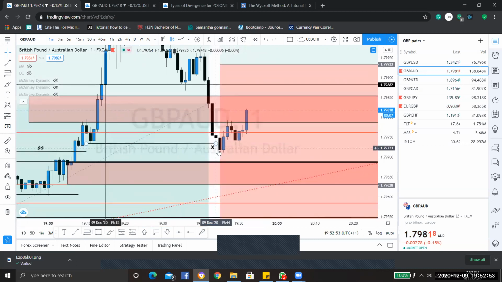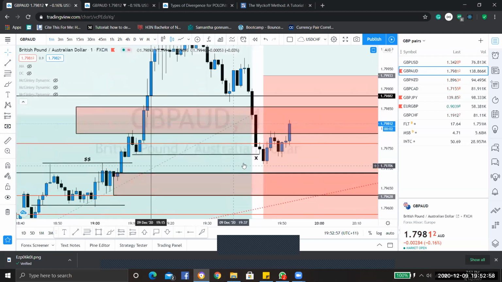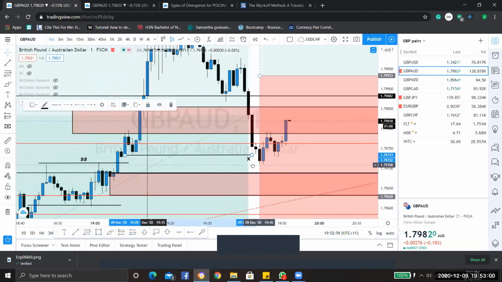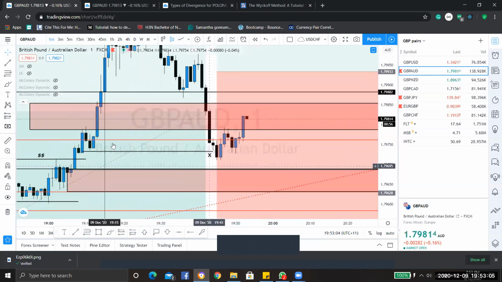I didn't understand. Sorry, Vivek, can you please repeat? Let me elaborate what these lows are trying to show here. I did tell you that you can jump in the trade at the 50% retracement.